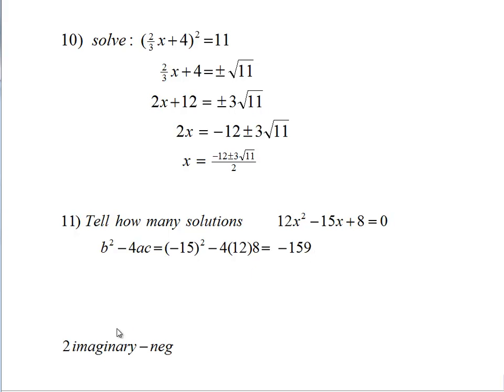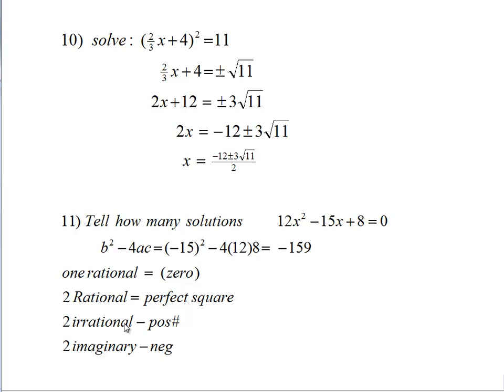Now, since it's negative, there are 2 imaginaries, or 2 complex, whatever you want to call them, depending on what they're going to, they usually give you some choices in the lab. Some other options: 1 rational is if you get a 0 for your answer. 2 rational if you get a perfect square, and 2 irrationals is if you get a positive. So these are some of your options for your b squared minus 4ac.